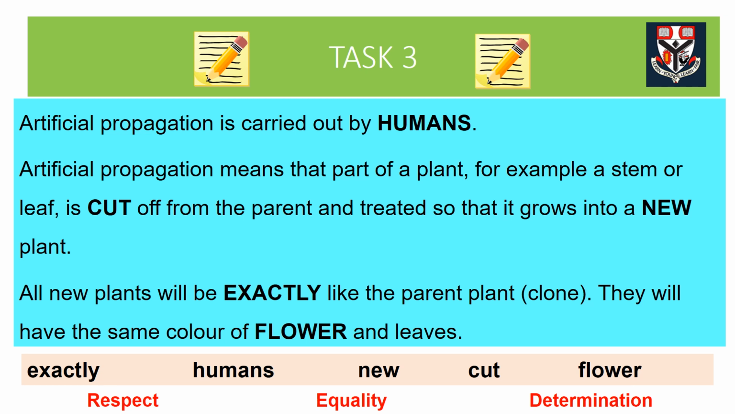Artificial propagation is carried out by humans. Artificial propagation means that part of a plant, for example a stem or leaf, is cut off from the parent and treated so that it grows into a new plant. All new plants will be exactly like the parent plant, known as a clone. They will have the same colour of flower and leaves.